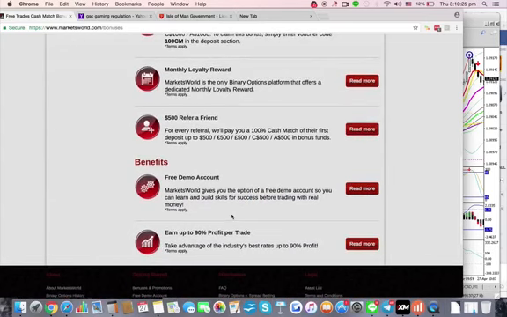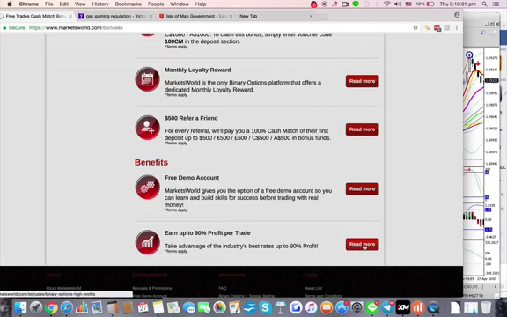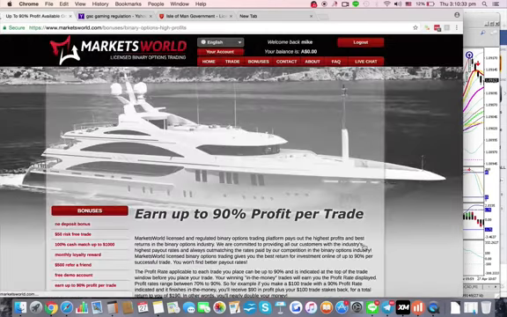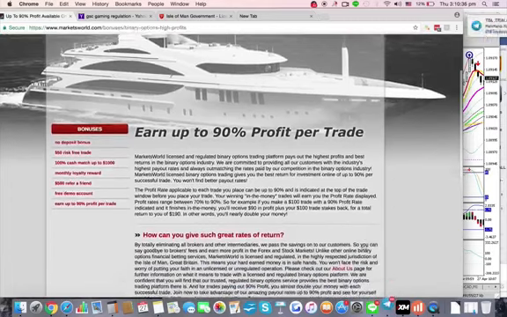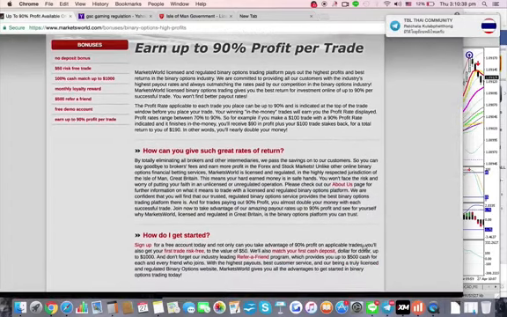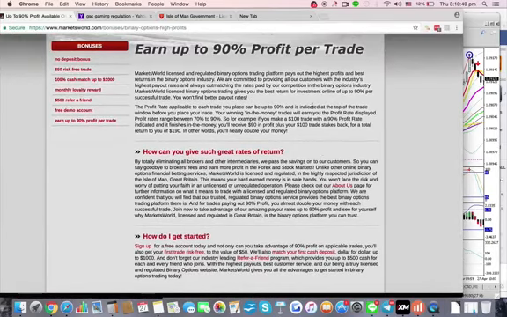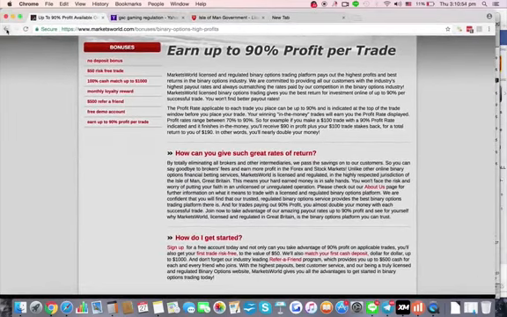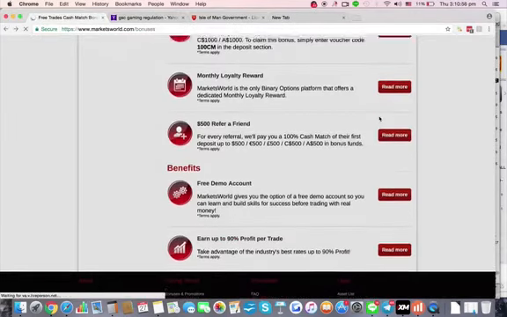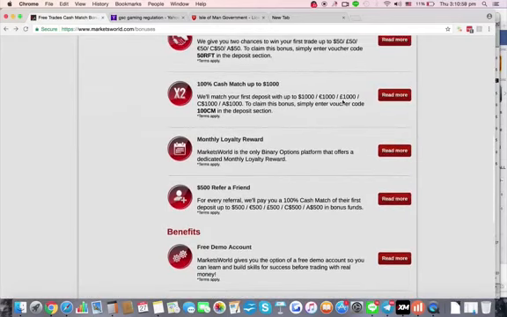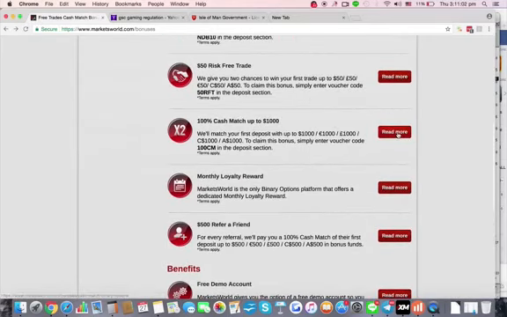Okay. 90% profit up to the per trade. How do you do that? That's the most interesting one. No details. So I think it depends on the time of the day when you're taking your trades. That could be the only thing that would make sense. But for now, I want to see what the bonus requirements are. Okay, let's check this out.